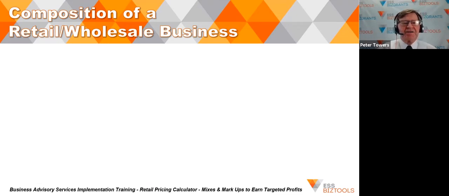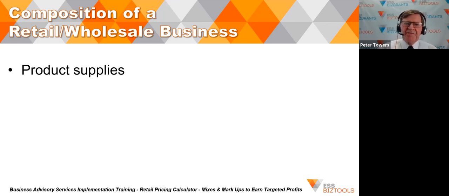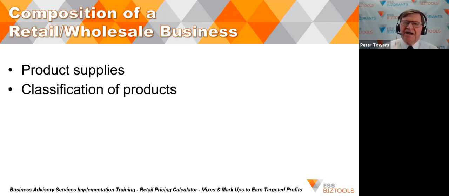Composition of a retail or a wholesale business, because they're obviously very similar. Obviously, we start with the products that are going to be supplied, who they're coming from, what they are classified as. And it's important that accountants who are going to be offering a broader range of services understand how this all flows into your client's business.